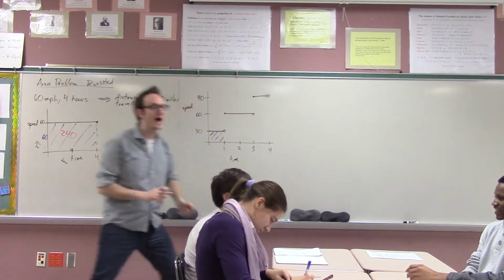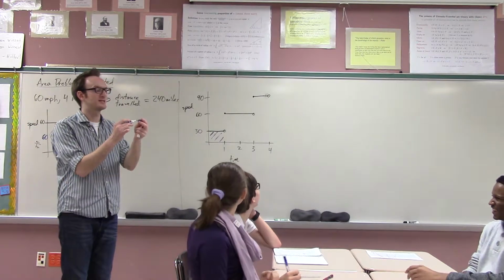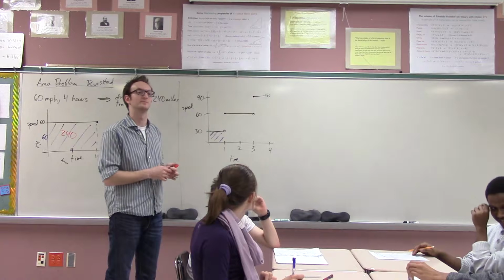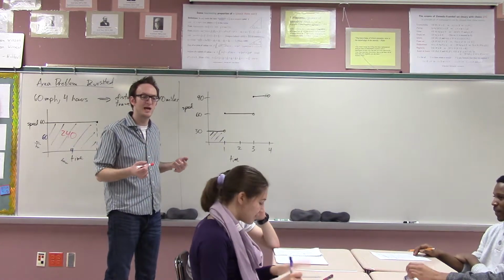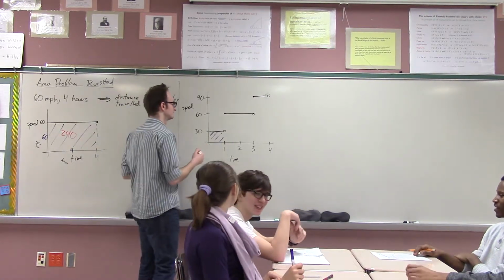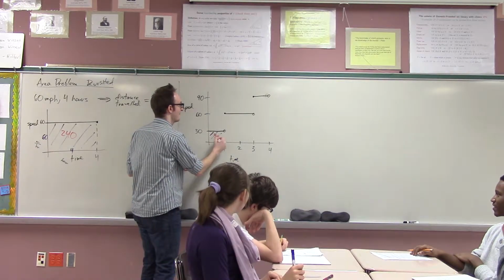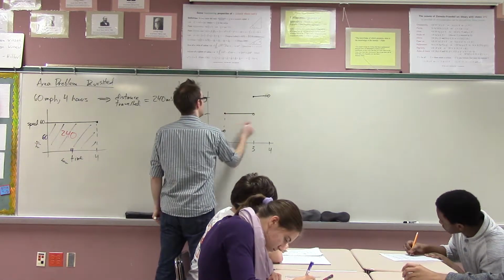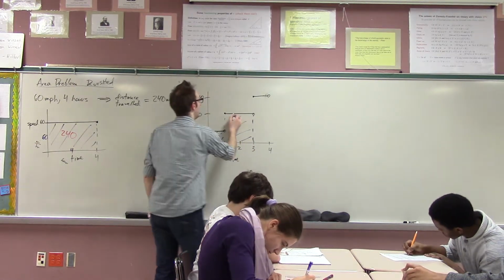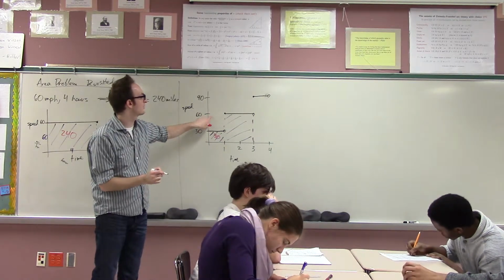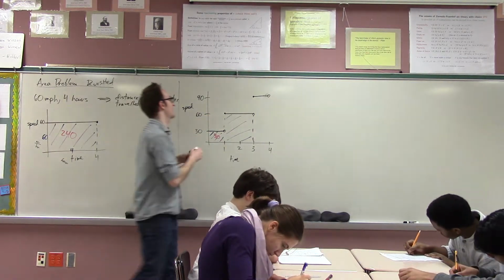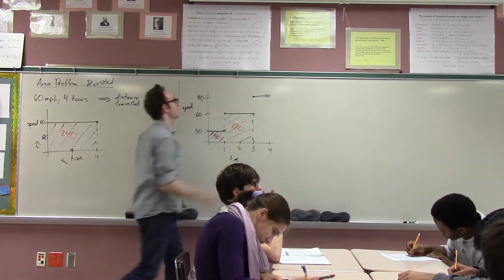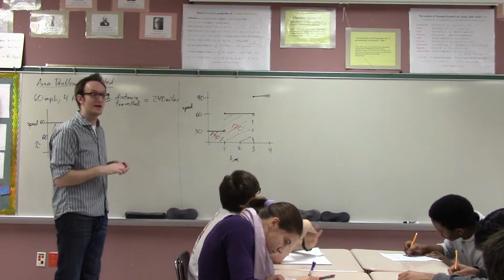Okay, so how much total distance did we travel in this trip? Well, how much distance did we cover in the first hour? Kendall? 30 miles. How much distance did we cover in the middle 2 hours? 120, because I went 60 miles per hour for 2 hours, so by multiplying those two numbers together, or by taking the area of the rectangle, which amounts to the same thing, I get 120 miles.